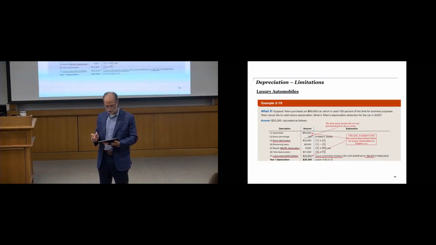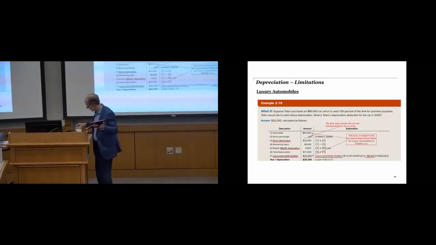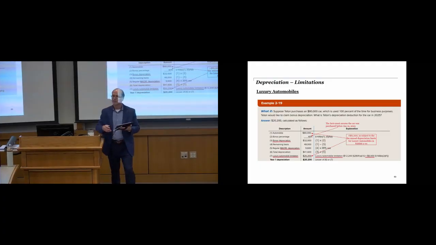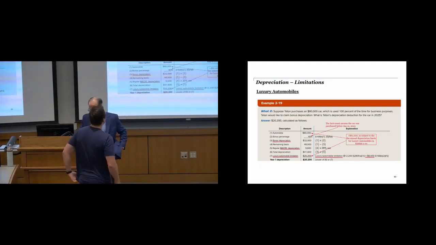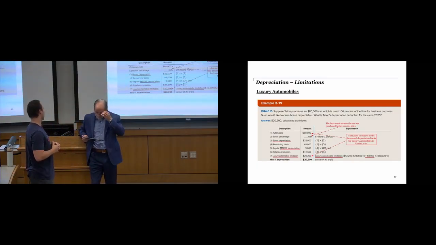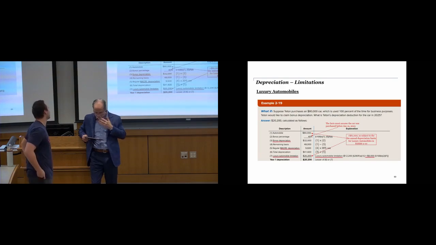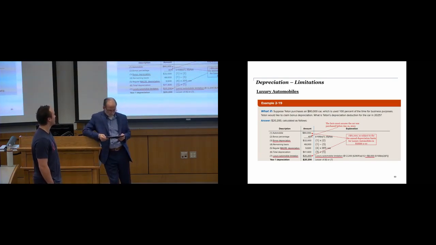Okay. Let's do 219 real quick. 219 is, Joe? Yeah. So suppose Teton purchases an $8,000 car, which is used 100% of the time for business purposes. Teton would like to claim bonus depreciation. What is Teton's depreciation deduction for the car in 2025?